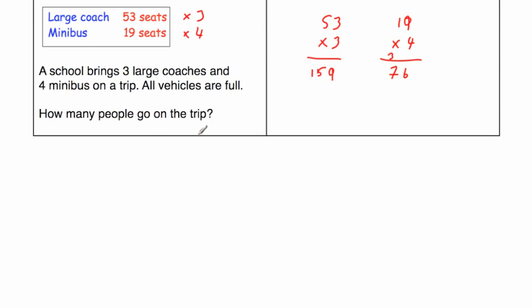And it says, how many people go on the trip? So we need to add those two together. So when we do that, we get, well, 9 plus 6 is 15. So put the 5 down and carry the 1. 5 plus 7 is 12, plus 1 is 13. Put the 3 down, carry the 1, and 1 plus 1 is 2. So how many people go on the trip? 235.